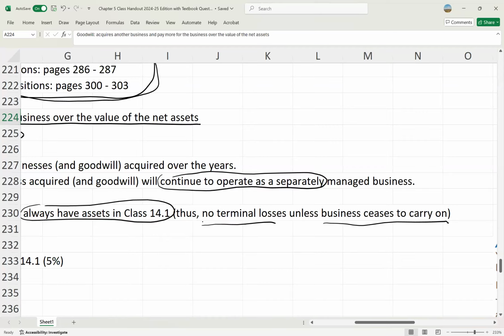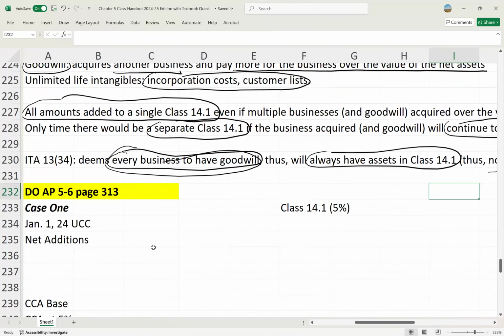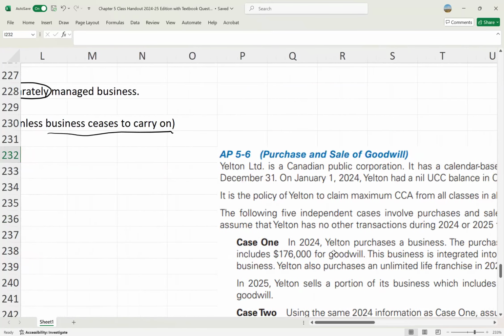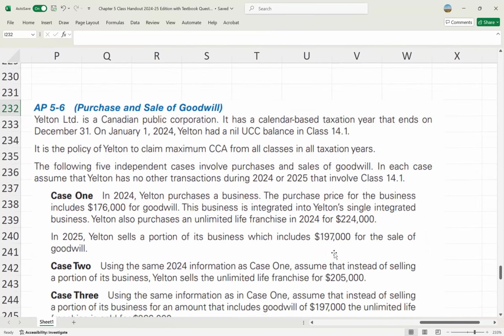wanted to go through class 14.1 in a little bit more detail because it's probably one of the more complex classes in dealing with CCA. So why don't we take a look at assignment problem 5.6. There's a number of cases here. We're just going to work through case 1 first. So let's look at assignment problem 5.6.